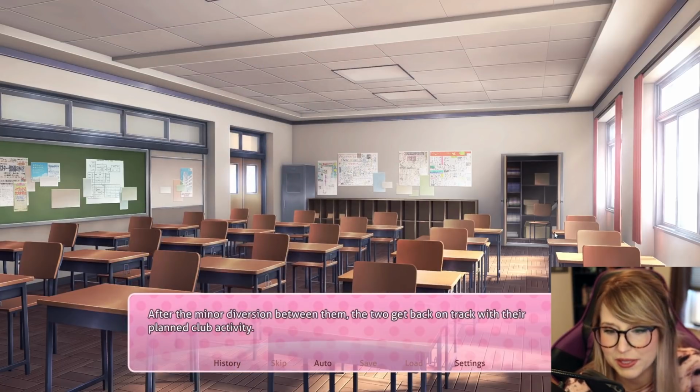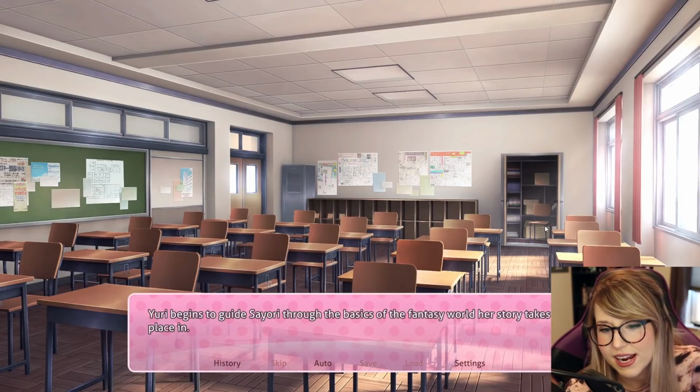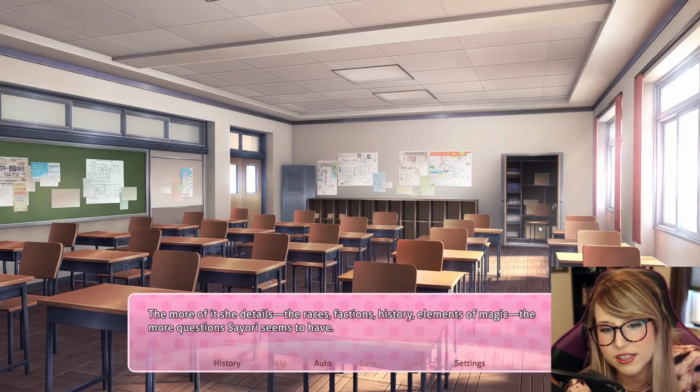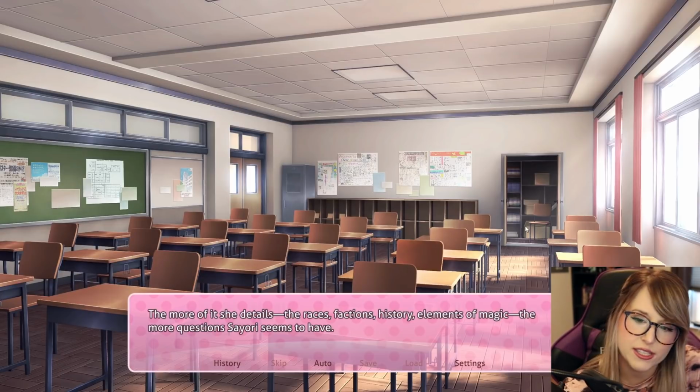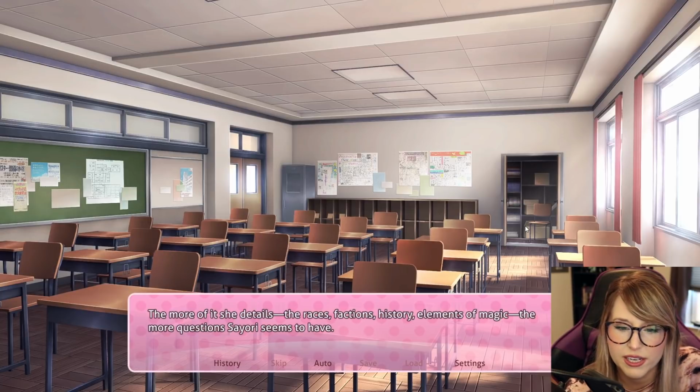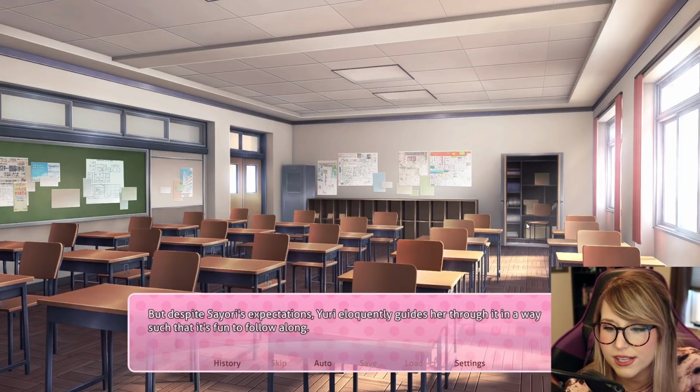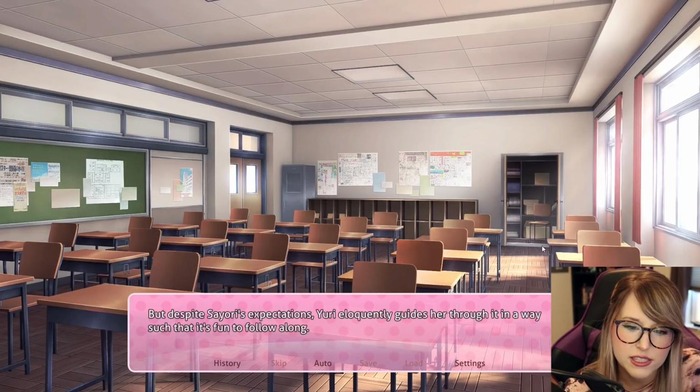After the minor diversion between them, the two get back on track with their planned club activity. Yuri begins to guide Sayori through the basics of the fantasy world her story takes place in. The more of it she details, the races, factions, histories, elements of magic, the more questions Sayori seems to have. But despite Sayori's expectations, Yuri eloquently guides her through it in a way such that it's fun to follow along.